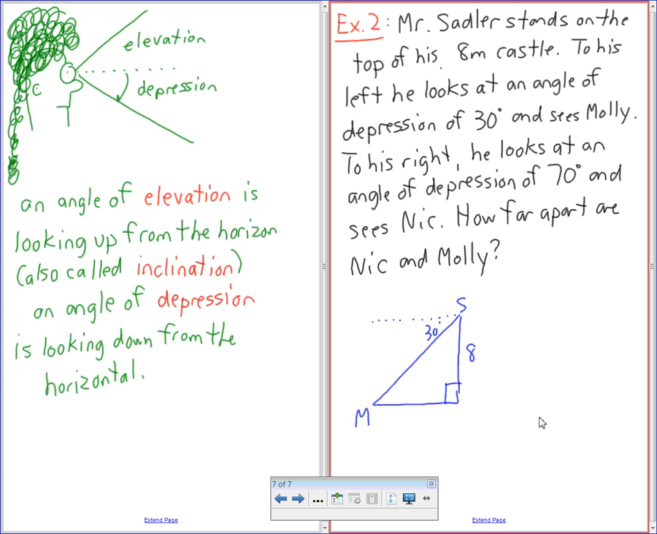Then it says, to his right, he looks at an angle of depression of 70 degrees and sees Nick. So what I'm going to do is draw Nick over here. And the same thing, dotted line, and do 70. Now, here's the problem with this question. I have nothing inside my triangle. Can someone give me a suggestion here, Noah, of what to do?